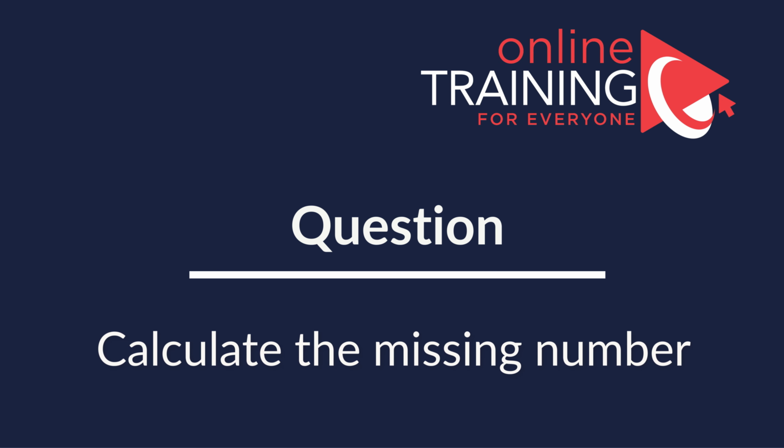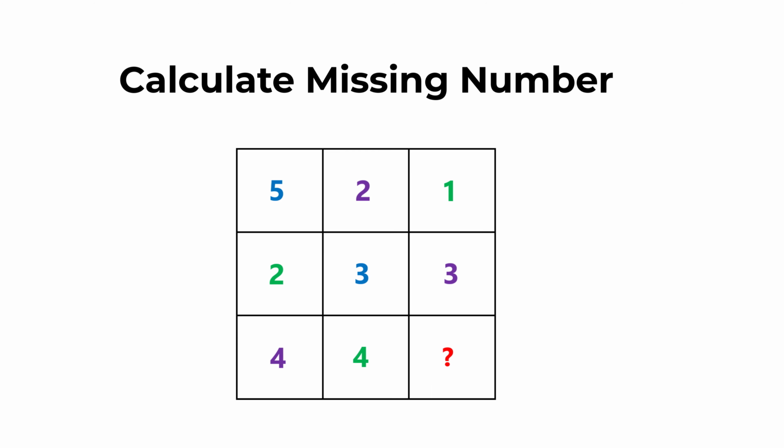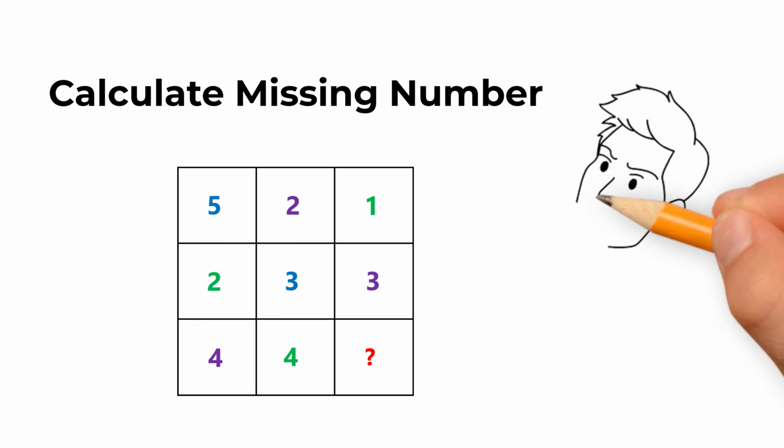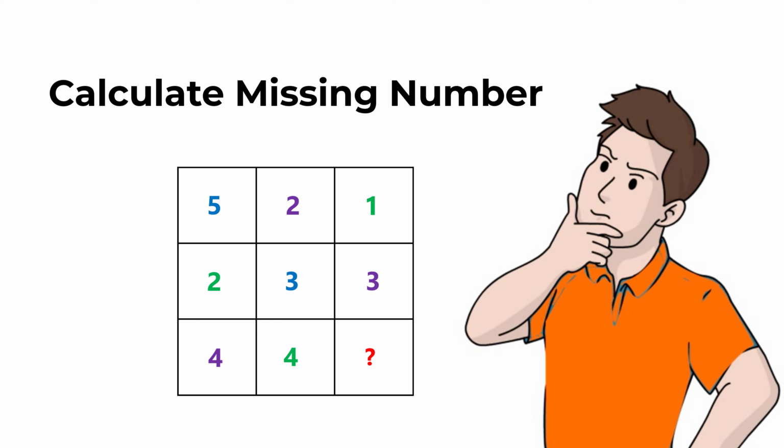Some of you might disagree, but calculating missing numbers is one of my favorite types of questions. A lot of times, you are presented with a 3x3 matrix, typically a square, which has small squares inside. In our case, we have numbers in different colors presented in the smaller squares inside the larger square. The numbers are 5, 2, 1, 2, 3, 3, 4 and 4. And then one number is missing, and this is the one that you need to calculate.